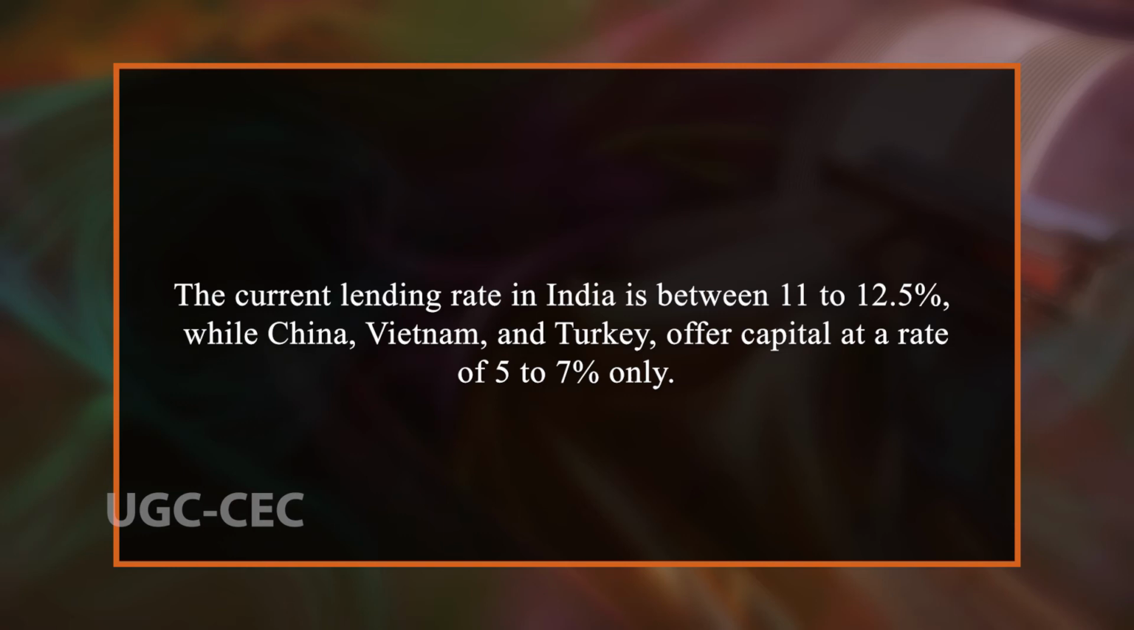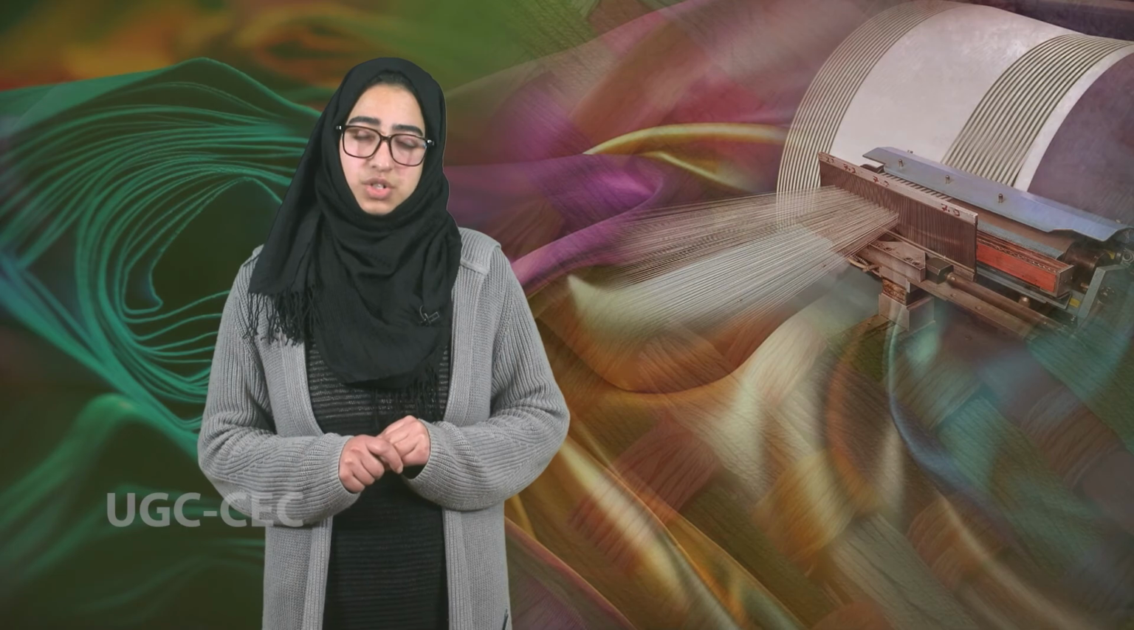Now we have the high costs of capital. Compared to its competitors, India has one of the highest costs of capital, which directly affects India's cost of production and hence the country's competitiveness in the global market. The current lending rate in India is between 11 to 12.5%, while China, Vietnam, and Turkey offer capital at a rate of 5 to 7% only. To add to this equation, the high power costs further complicate the situation.